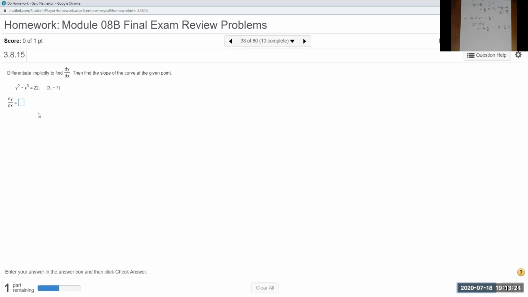So let's write this down. y squared minus x cubed equals 22. And we're going to look at the point 3, -7.